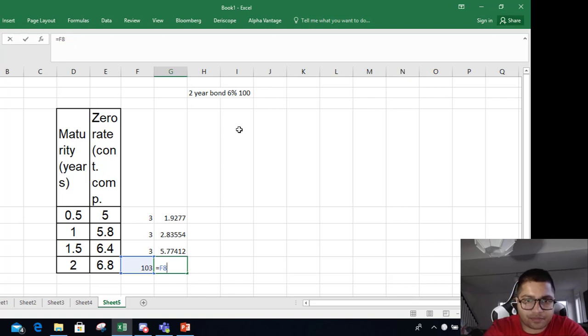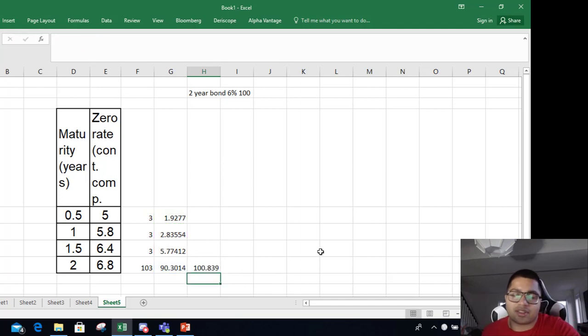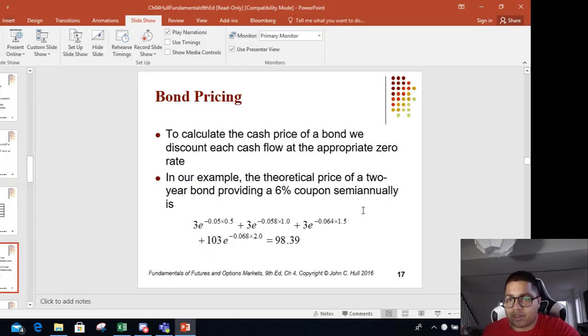And you will discount 103 by 1 plus interest rate 6.8% to the power 2 years. And this should be in percentage. Okay, and finally you add everything up, that is your bond price. So your bond price is $100 something. So this is how you value a bond.